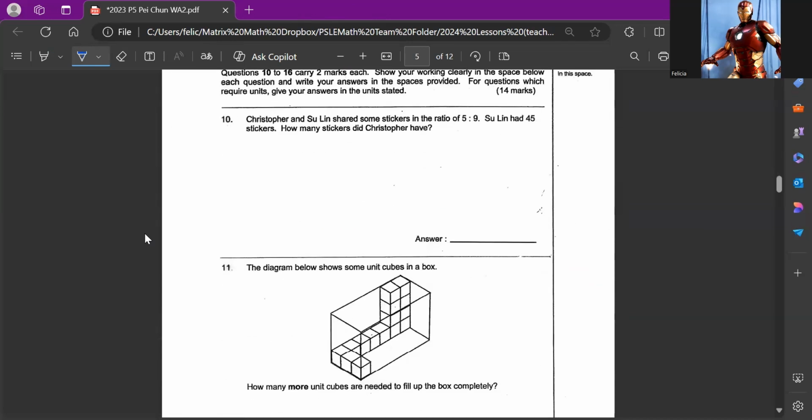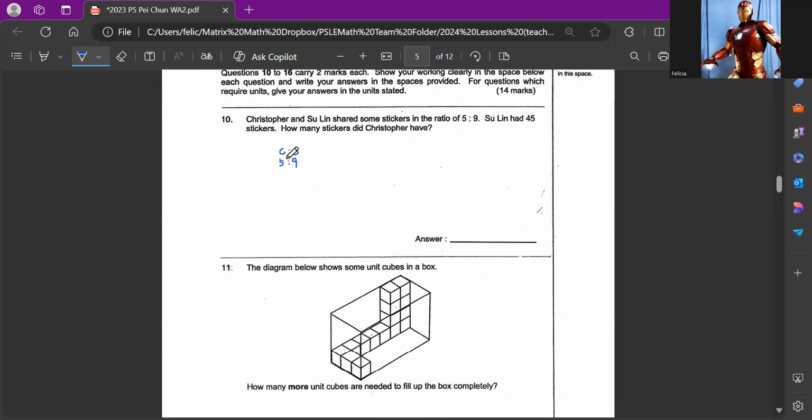Okay, question 10. So Christopher and Sulin share some stickers in a ratio of 5 to 9. So first, I'll write down the ratio. Christopher to Sulin is 5 to 9. Always record this down first. Sulin has 45 stickers. So how many stickers did Christopher have?